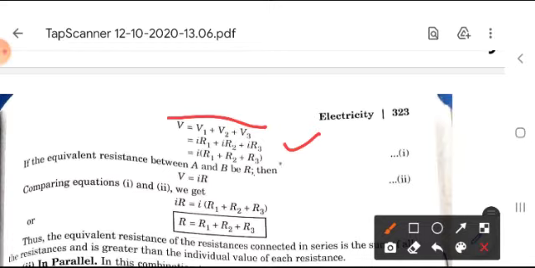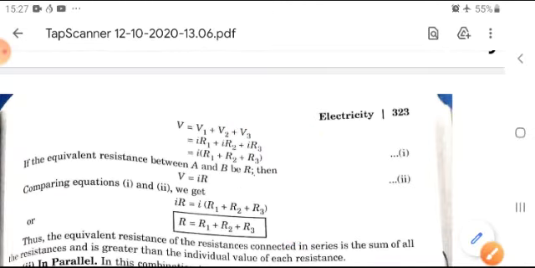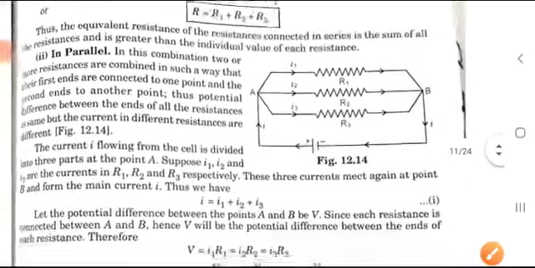Because V is equal to V1 plus V2 plus V3, after putting the values of V1, V2 and V3, we get I common, R1 plus R2 plus R3, and it is equal to V, which is equal to IR. So we get the resistance value R is equal to R1 plus R2 plus R3, that is the equivalent resistance in the series pattern.